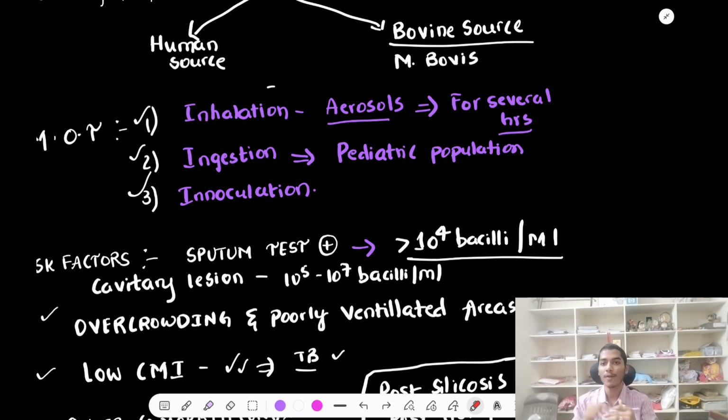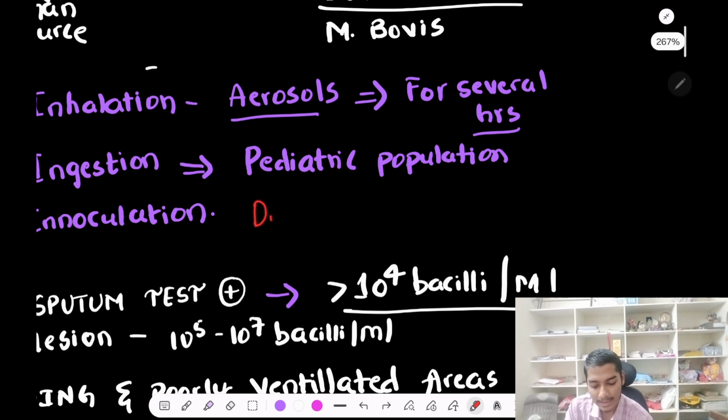The second mode of transmission is ingestion. In the pediatric population, children most commonly swallow sputum. As a result, ingestion is also a mode of transmission in the pediatric population. The third mode of transmission is inoculation. The meaning of inoculation is direct skin to skin contact with the infected person.